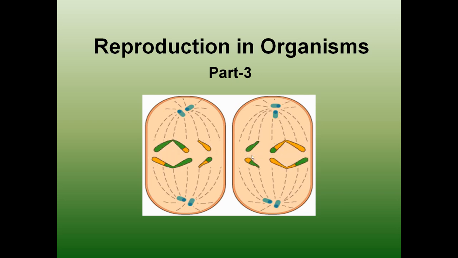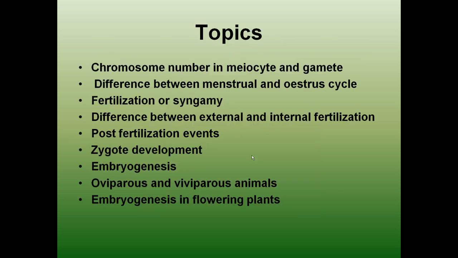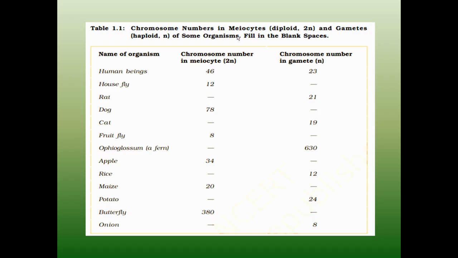Okay, so let's continue with today's presentation. Topics which are being covered in this tutorial are chromosome number in meiocyte and gamete, difference between menstrual and oestrous cycle, fertilization or syngamy, difference between external and internal fertilization, post-fertilization events, zygote development, embryogenesis, oviparous and viviparous animals, and embryogenesis in flowering plants or angiosperms.